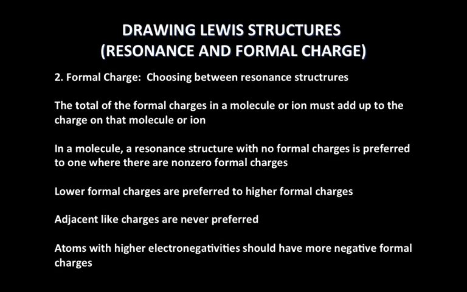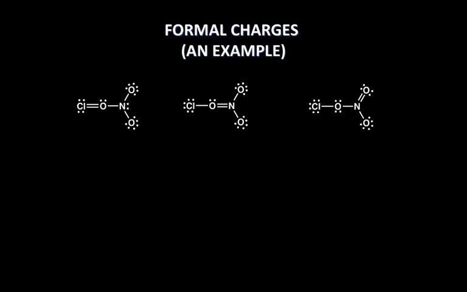And finally, when you're making decisions about where to put formal charges, the atoms with higher electronegativities should have a more negative formal charge. They'll have a higher tendency to pull electrons toward them, and as a result, have more negative formal charges. Now, let's look at how we can use formal charges to decide between Lewis structures.